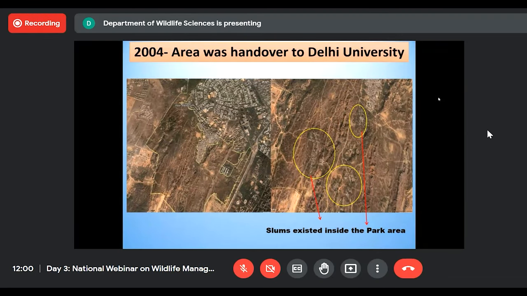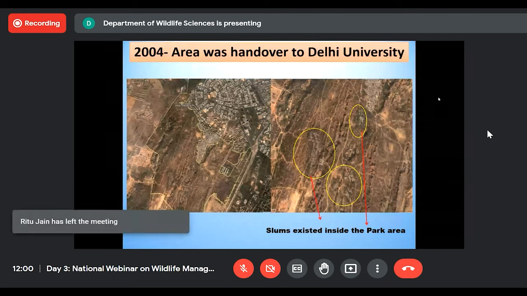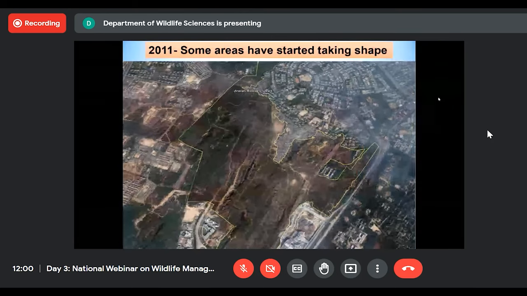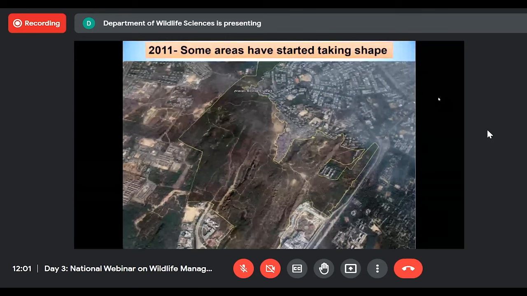If you see, the area was handed over by Delhi University, and you can see what kind of area it used to be. You can see the surrounding areas of Delhi. It is Vasant Vihar, this is our park area, this is a slum, and all this. Next, please. Then some shape has started taking place. We started developing this area first, then this area, and then some grassland we started developing. Next, please.